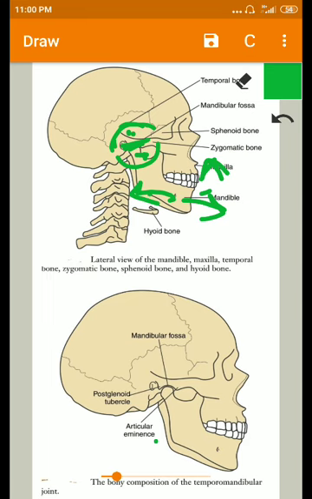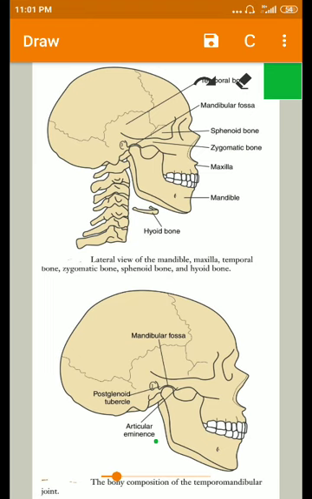For all these movements, these 4 joints, that means at each side two joints are present in a single temporomandibular joint, are involved in the mandibular movements. So with all these factors, the temporomandibular joint results in a complex structure.